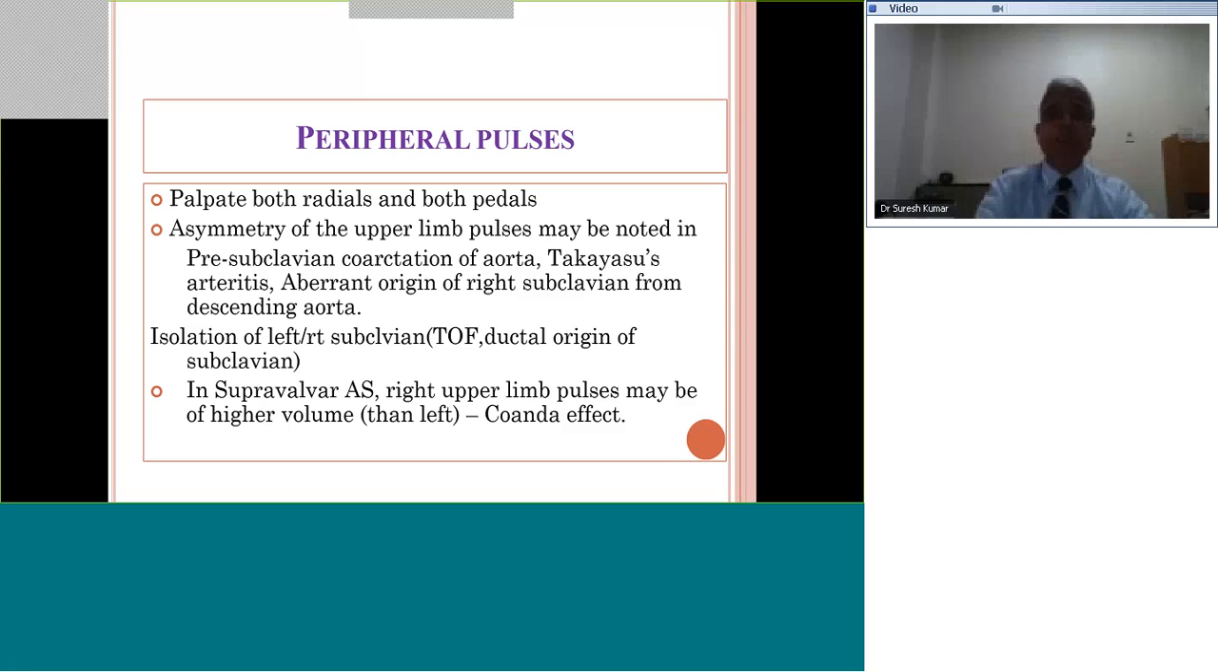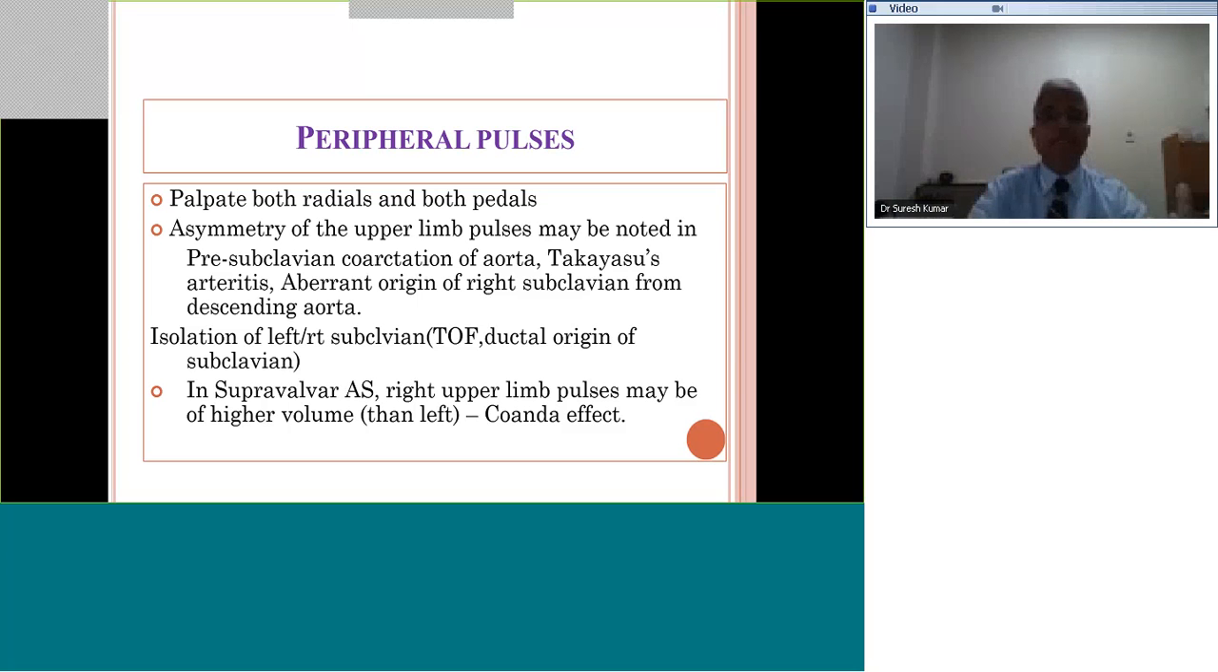Now you have to feel the peripheral pulses. Palpate both the radials and both the pedals for sure. Asymmetry of the upper limb pulses, that is, one radial being stronger than the other, can occur due to a number of reasons. A pre-subclavian coarctation of the aorta: your right radial is fine, left radial is weak. Takayasu's arteritis: depending on which subclavian is affected, the corresponding radial is weak. Or if there is an aberrant origin of the right subclavian from the descending aorta, that corresponding radial pulse tends to be weak. And if this is after a coarctation, of course it is weak.